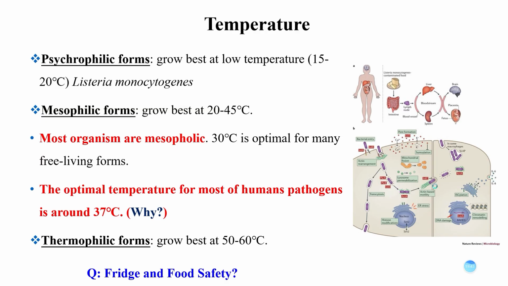Okay. And if you isolate some free living organism, for example, some organism from the soil, usually the optimal temperature for those free living organisms is 30 degrees. You don't want to culture them at 37, the human body temperature. They prefer a lower temperature, 30 degrees. But for most of the human pathogens, they prefer a temperature around 37. You know why? Body temperature. Why?